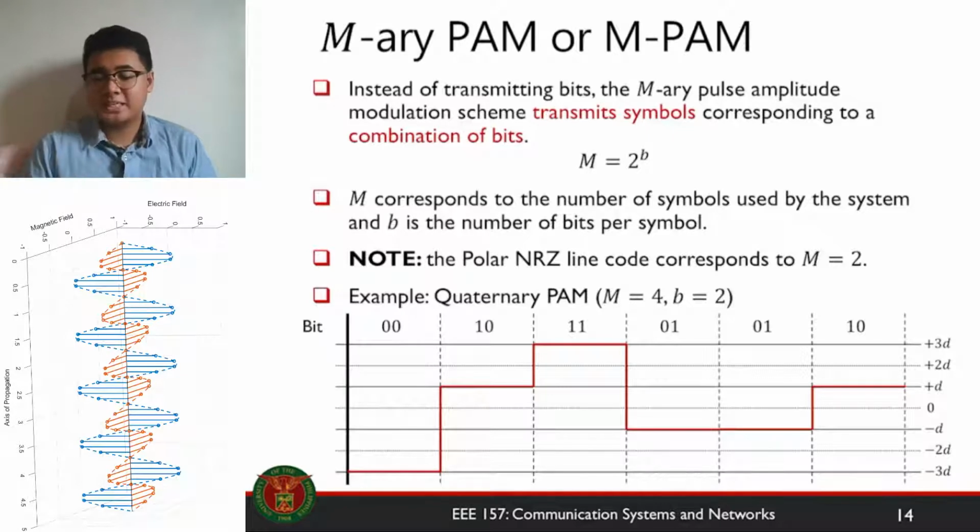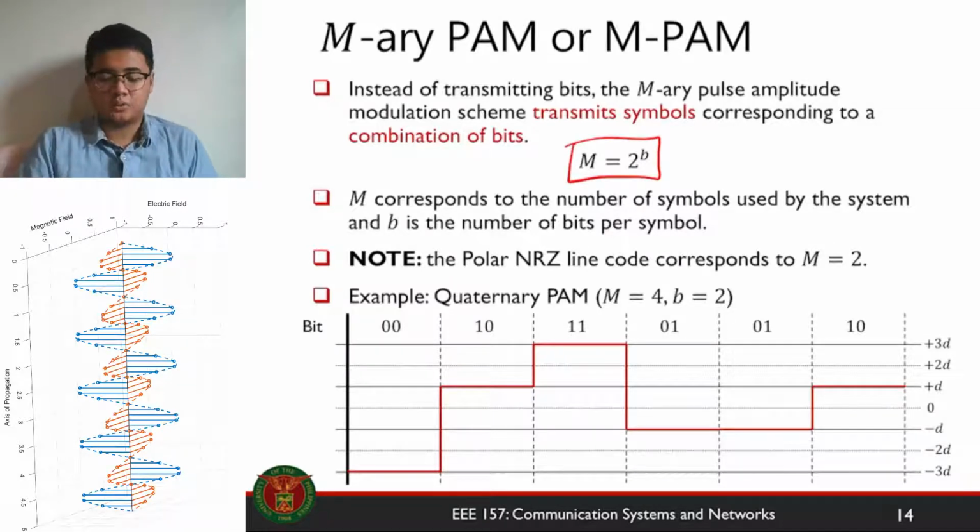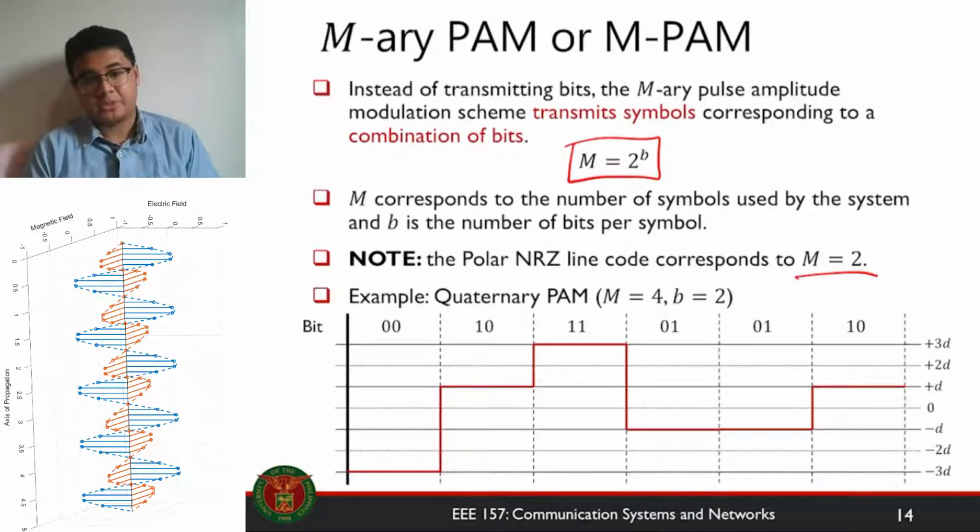So this is still a baseband digital modulation, but it uses more bits per symbol to transmit your data. PAM here stands for pulse amplitude modulation. And again, the relationship between the number of bits and the number of symbols is the same here. M is equal to 2 raised to b. And actually, the polar non-return to 0 line code is actually a PAM modulation technique that corresponds to 2 symbols, or 1 bit per symbol.